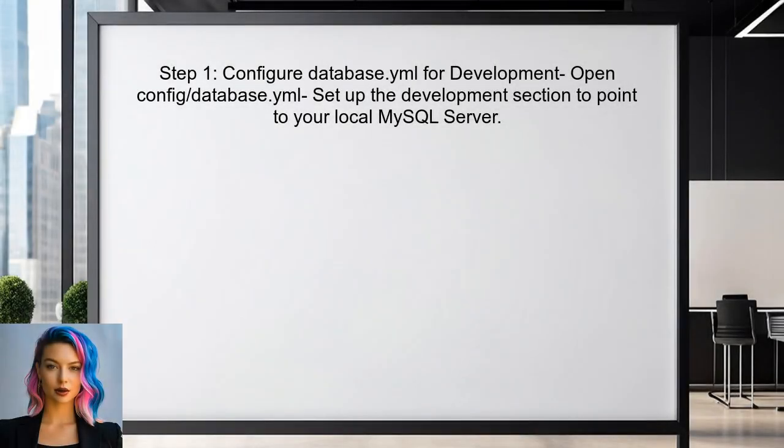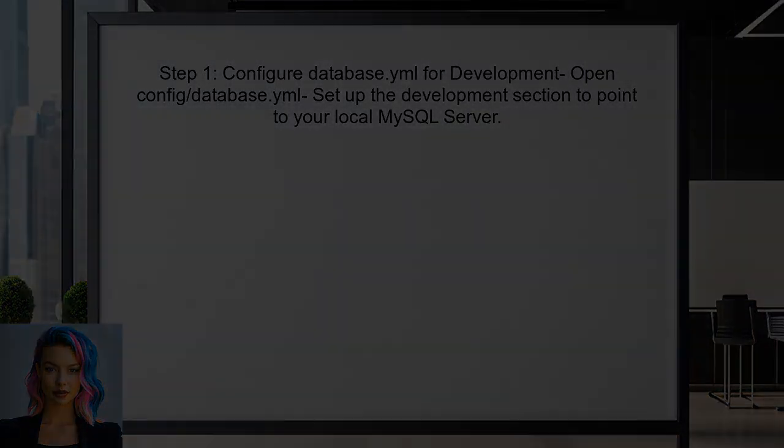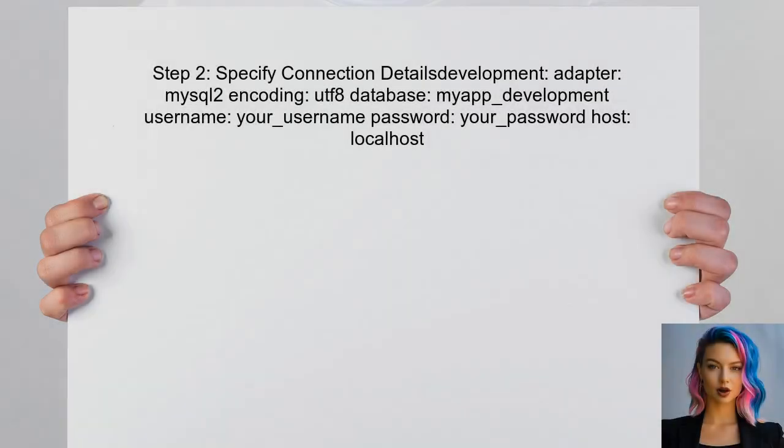To begin addressing the user's question, we will first configure the database settings for the development environment. The user should open the database YML file in their Rails application. Next, the user needs to specify the connection details for their local MySQL server. This includes the adapter, database name, username, and password.